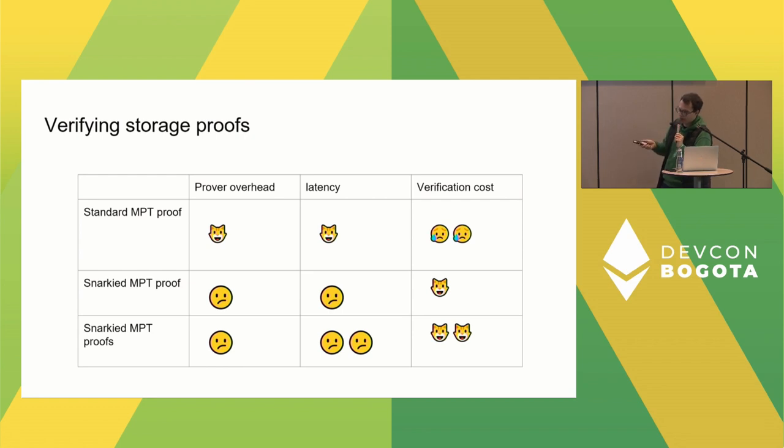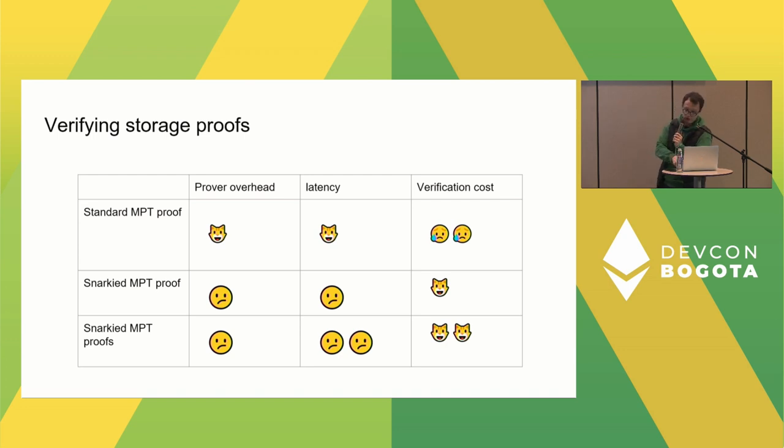Categories: prover overhead, latency, verification cost. So verifying the proof directly, prover overhead doesn't exist. Latency doesn't exist because we don't need to prove anything. Verification cost, well, it is significant because we need to post cold data and we need to do the actual computation, going through the entire path, and each step in the path is one hashing function.